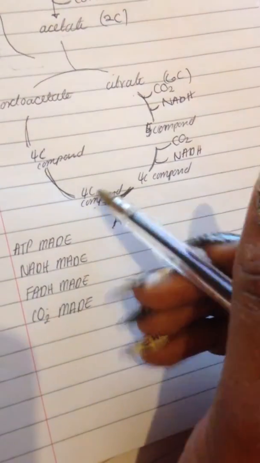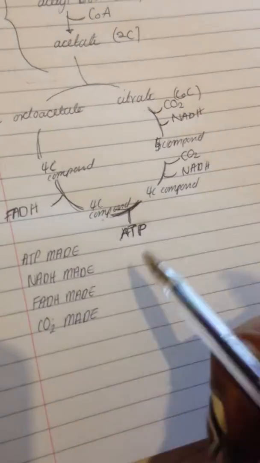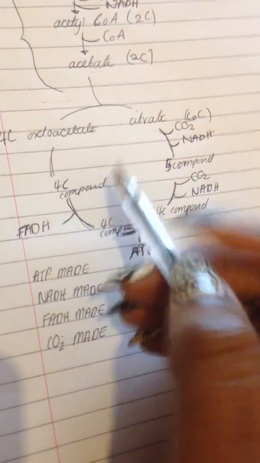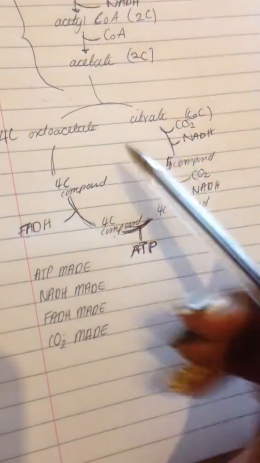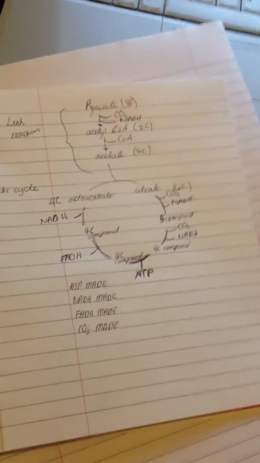From this 4-carbon compound to this 4-carbon compound, we make a different reduced coenzyme, which is FADH, which for the purposes of what we're learning now is the same as NADH. So FAD is reduced, takes a hydrogen, and this 4-carbon compound regenerates oxaloacetate by dehydrogenating it and giving us reduced NADH. And that's it. That's the end of our Krebs cycle. Looks a bit difficult. Again, it's just a thing of memory.